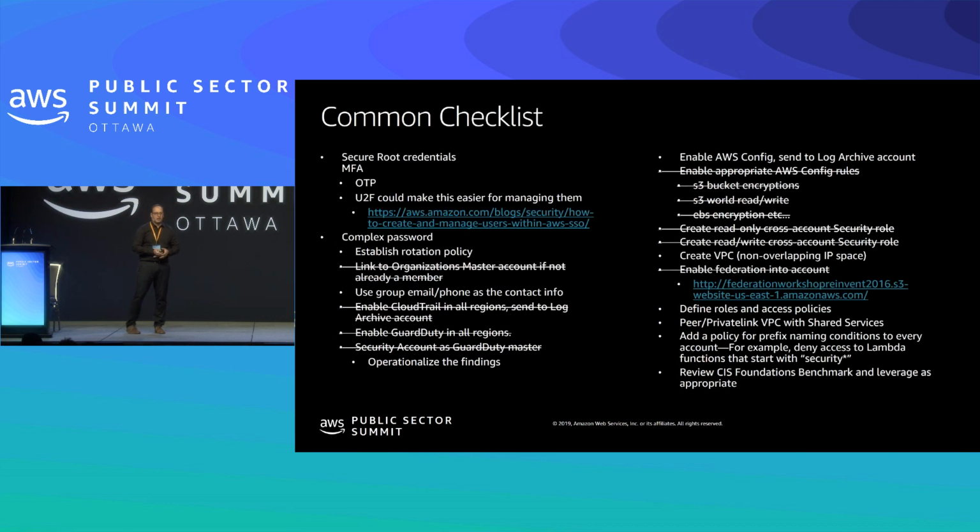On the common checklist side, what are some of the things that automatically happen? Well, linking to the organization master account is done. Turning on CloudTrail. Remember, CloudTrail is our auditing service. It gets enabled automatically in all regions and configured to send those logs into the log archive account. Turning on GuardDuty in all regions is done for you. The security account as a GuardDuty master is done. Setting up those security cross-account roles is all done for you. So many of these items on this checklist are done for you.